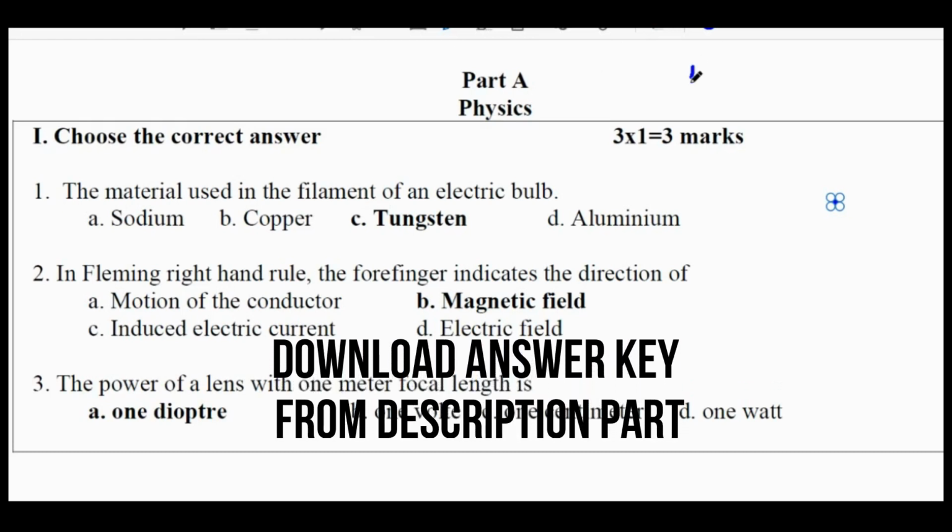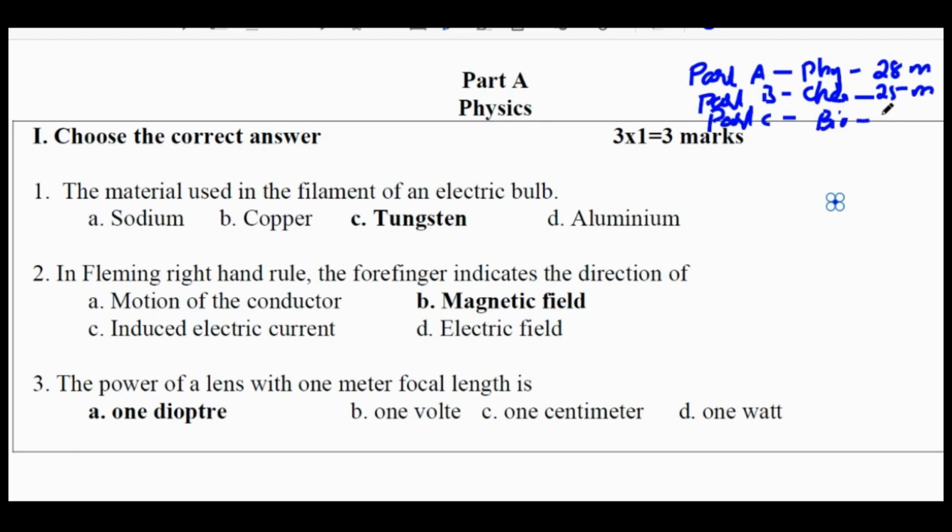We all know that the science question paper is divided into three parts this academic year. Part A is physical science, and the weightage is 28 marks. Part B is chemistry, weightage is 25 marks. And part C is biology, weightage is 27 marks. Total 80 marks for the science exam. We'll discuss part A first, physical science.